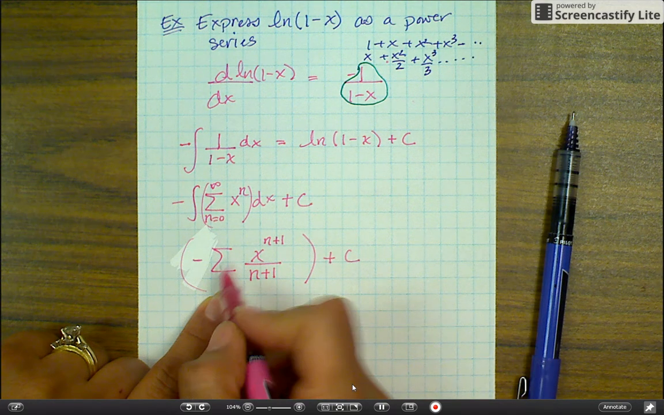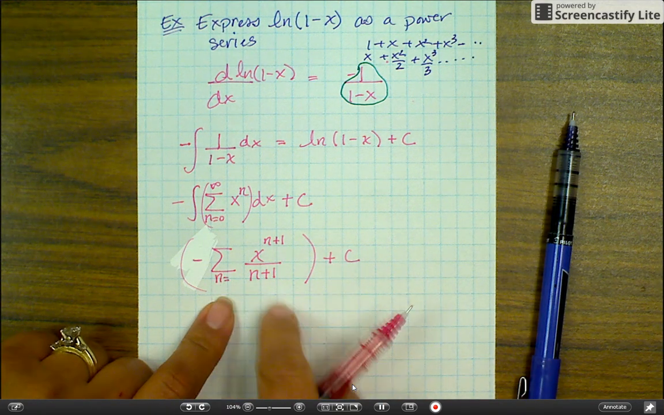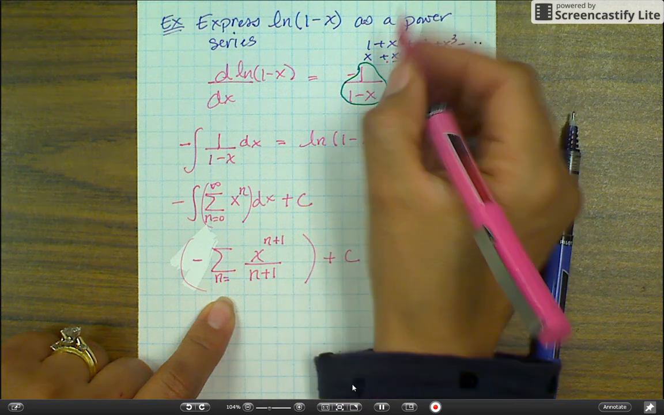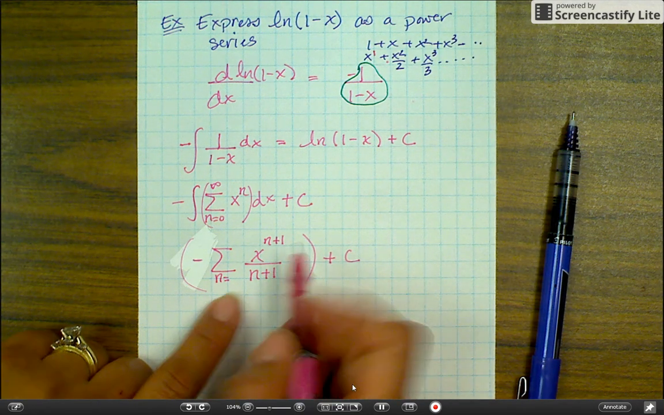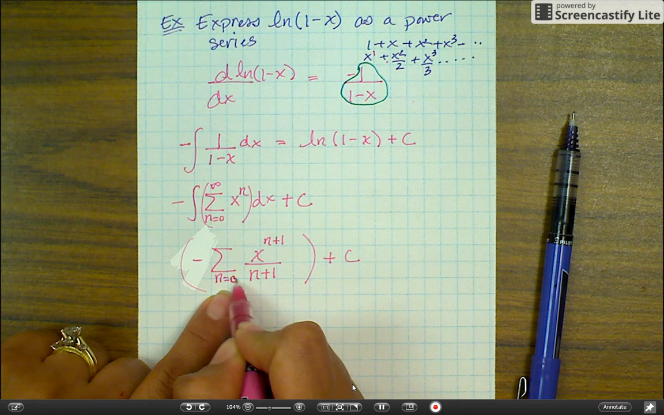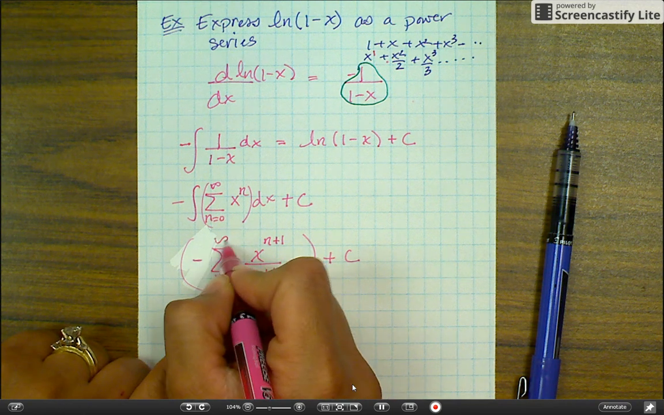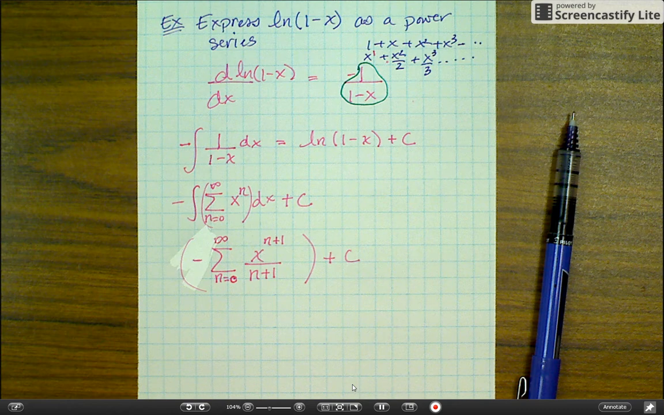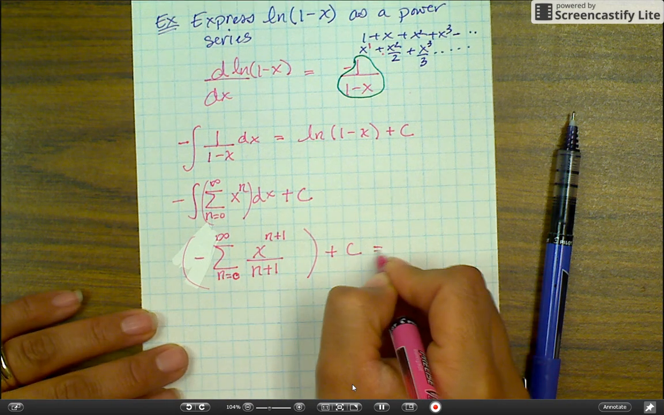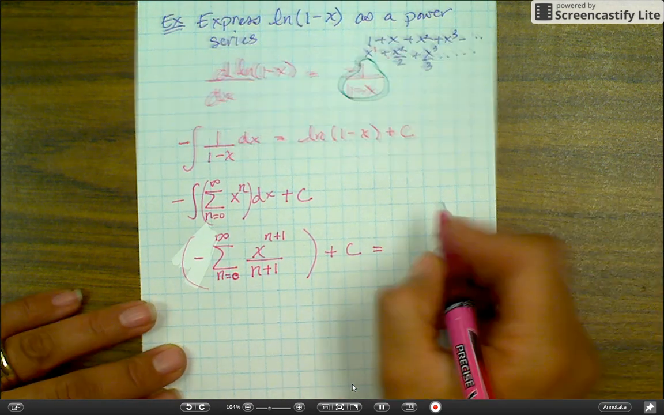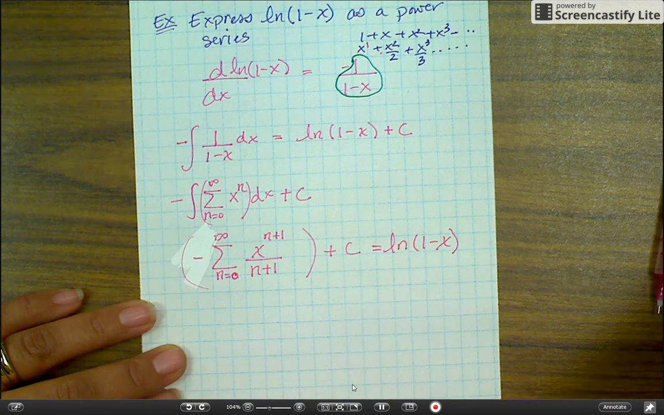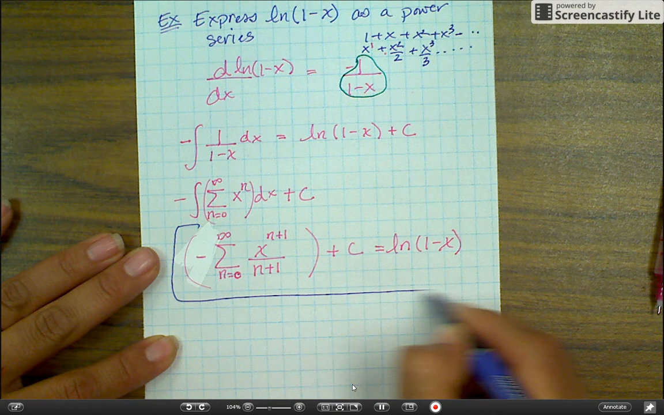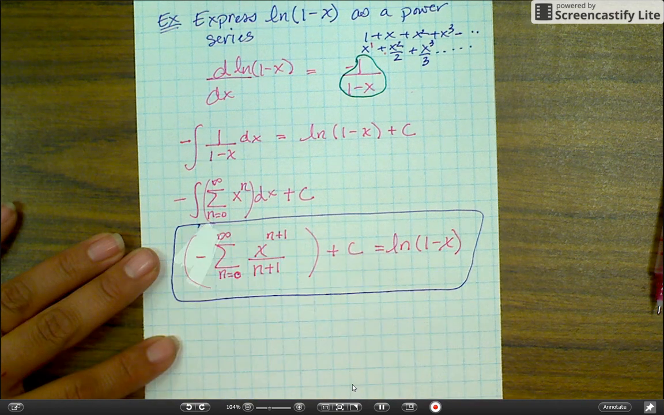So what will n have to equal to generate my first one? This is going to be x to the first power. So that means that n has to be 0 to infinity. And this is equal to natural log of 1 minus x, like so.